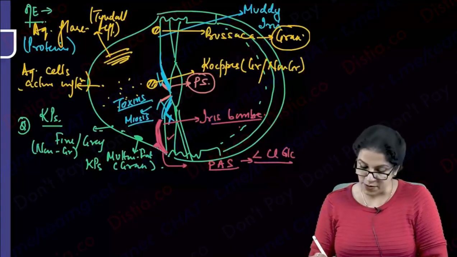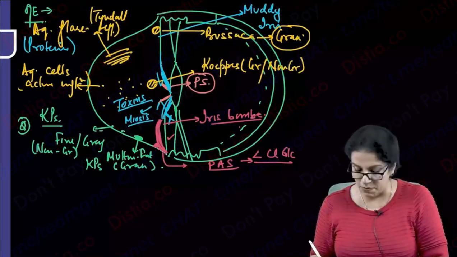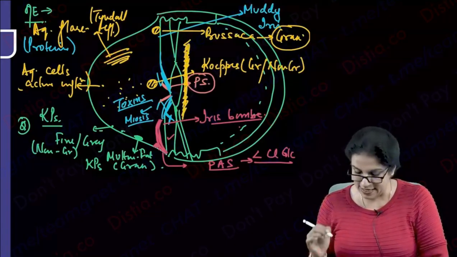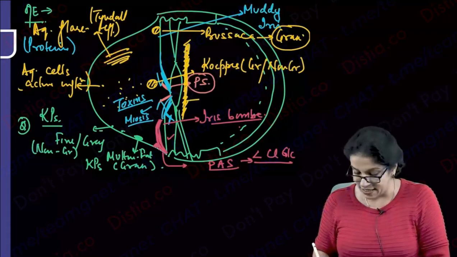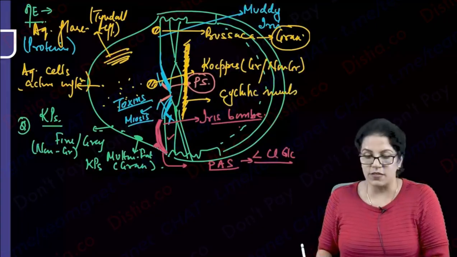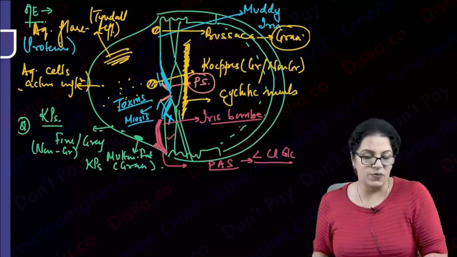Lastly, another last point that we have to remember is there can be a cyclitic membrane, which is an inflammatory membrane behind the lens. This is what is called cyclitic membrane. These are the features of anterior uveitis. So this is what is called cyclitic membrane, and these are the features of anterior uveitis.